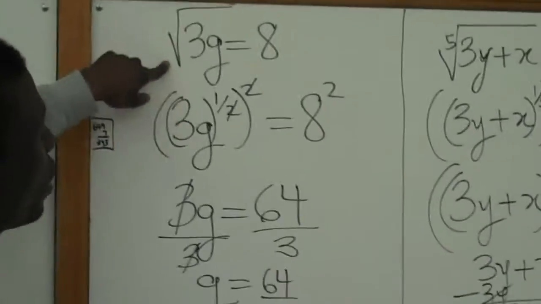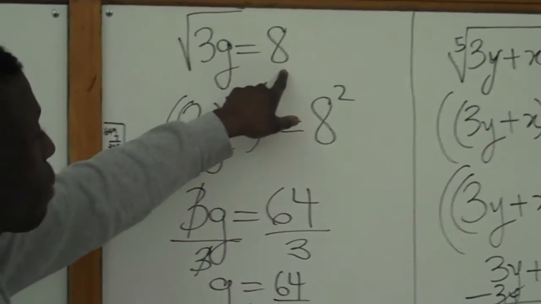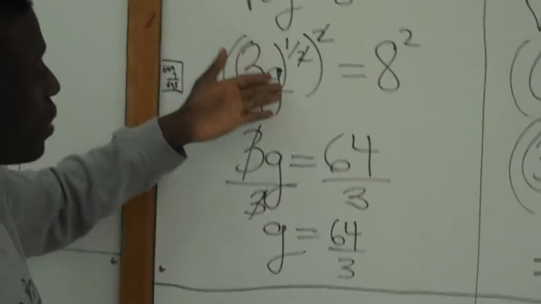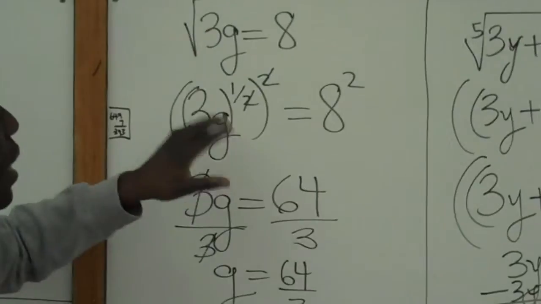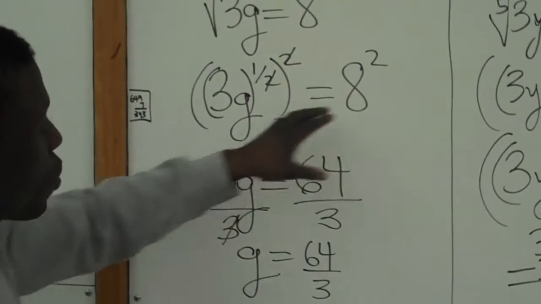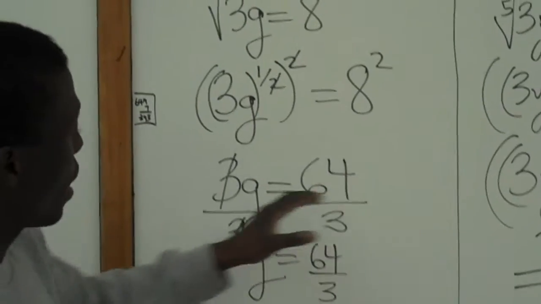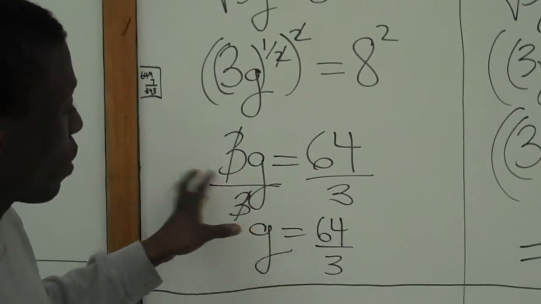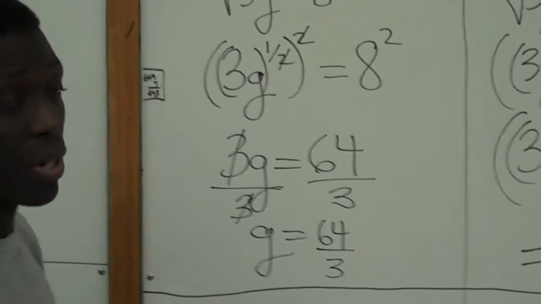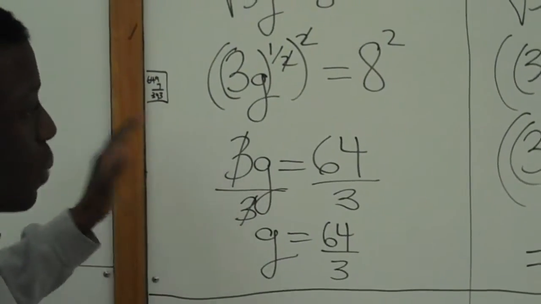So let's move to the fourth problem here. The square root of 3g is equal to 8. Using the same principle, we know that 3g to the power half, that's what the square root of 3g means. And we go ahead and square both sides, and so if we square this side, all we'll get is 3g. If we square the right, we get 64. And so after we divide both sides by 3, g will be equal to 64 over 3. I hope this is beginning to make sense.